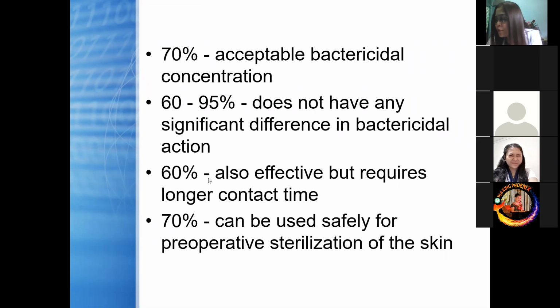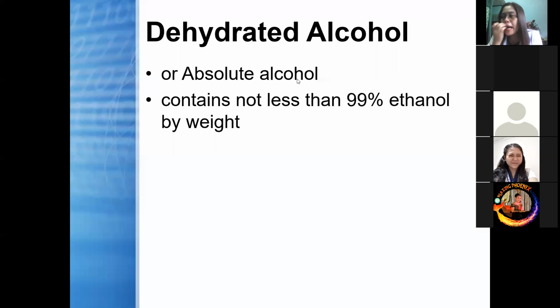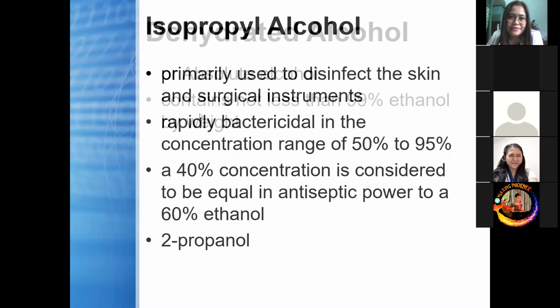But take note of isopropyl alcohol. Isopropyl alcohol at 40% is similar to 60% ethanol. Okay? Another type of alcohol, class, is dehydrated alcohol. Dehydrated alcohol is also called absolute alcohol. It's dehydrated because it's 99% alcohol, with only about 1% water. So absolute. There is really no 100% alcohol that exists. The highest concentration is 99, and we call it absolute or dehydrated.